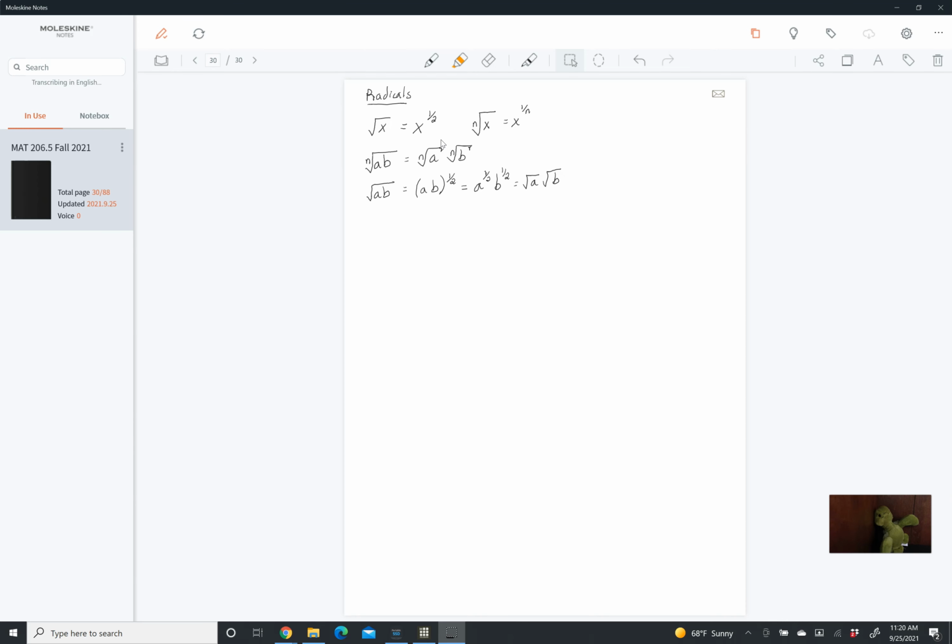We can distribute with multiplication. We can also distribute with division. So if we have the nth root of a over b, then this is the same thing as the nth root of a over the nth root of b.